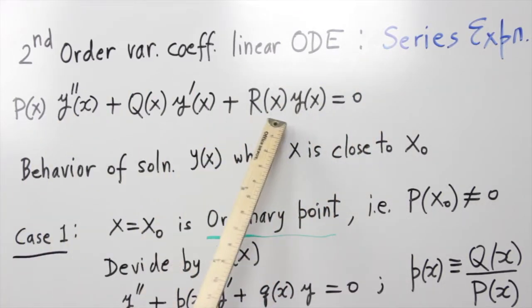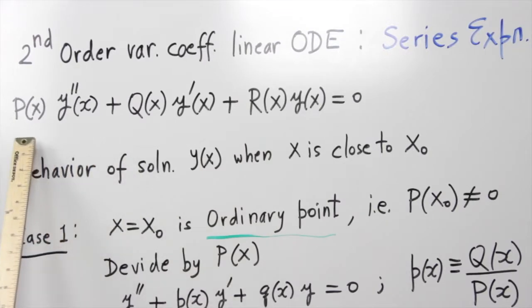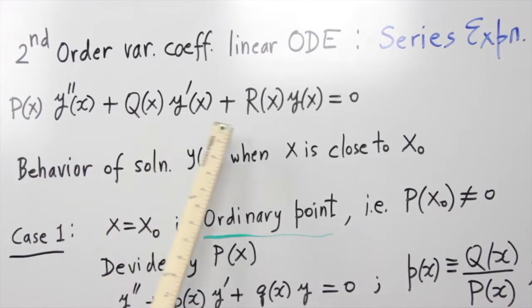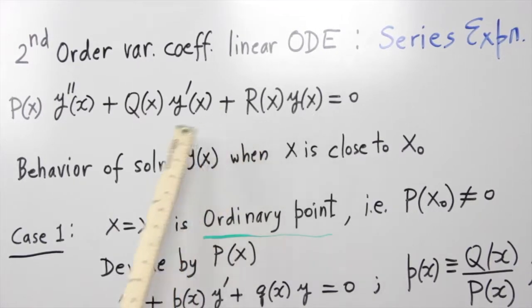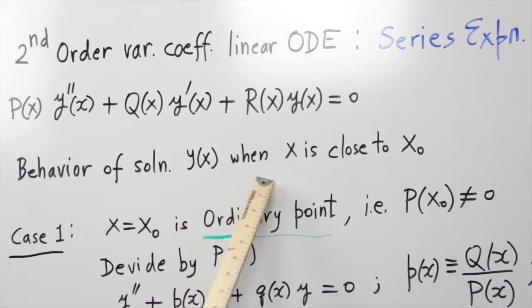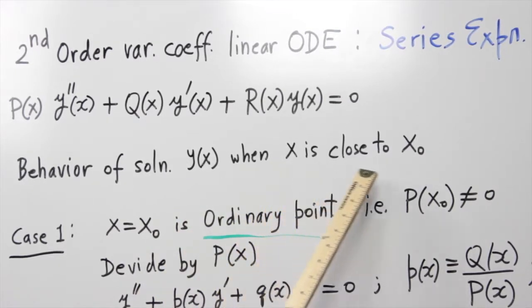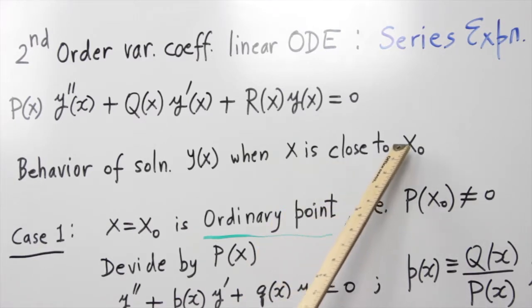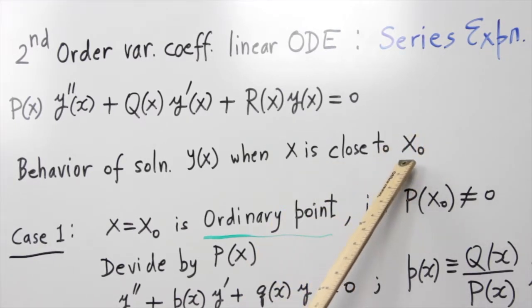This is the general form of the second order equation with arbitrary coefficients here, p of x, q of x, capital Q of x, and capital R of x. We are interested in describing the behavior of the solution in the neighborhood of some point x naught, and we want to know how the solution behaves in some region near the point x naught.